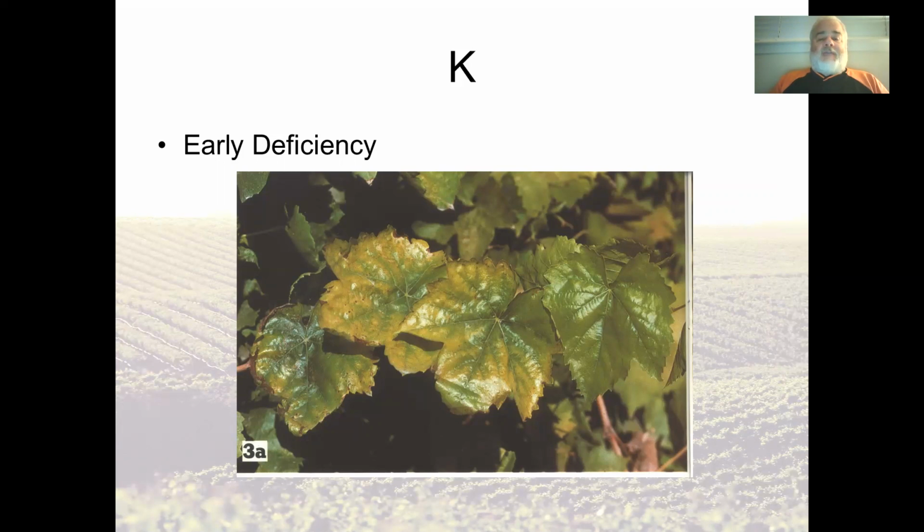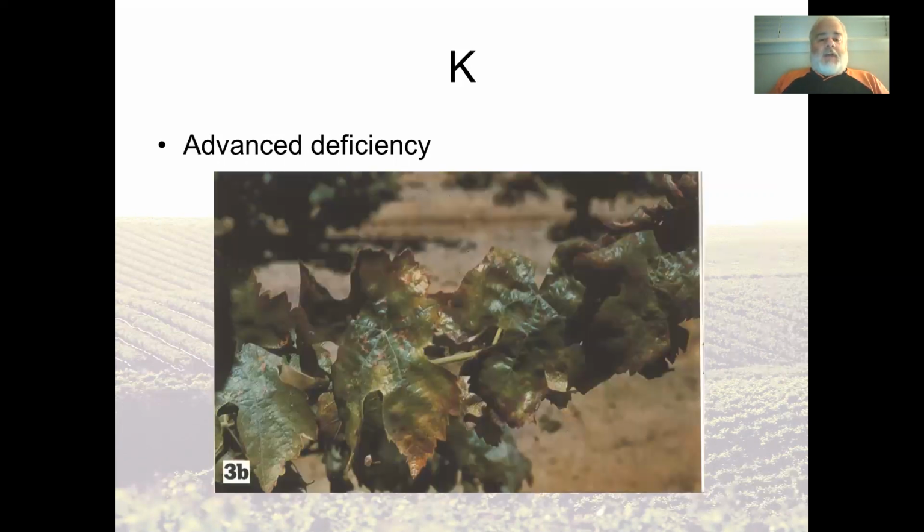Here's a photograph of deficiency. You can see a chlorotic pattern, but it's not as generalized as the chlorotic pattern you would get with low nitrogen. In advanced deficiency, you can see that the yellow parts are starting to die. You're getting necrosis, especially around the edges. So this is a fairly severe deficiency for this particular vine.